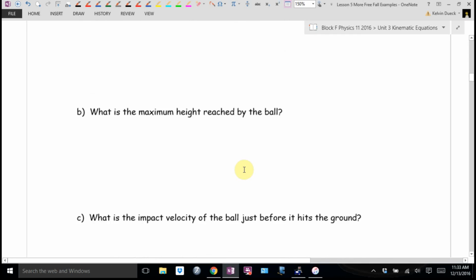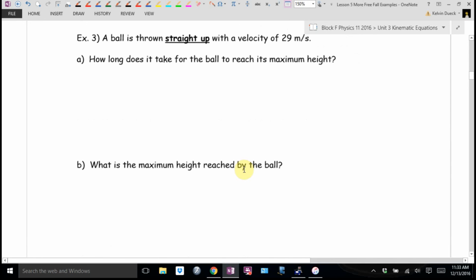Let's go a little bit more. We'll see if we can finish this question. I think we can. What's VI this time in example 3? What's the initial velocity? 29. Up or down? Up, so positive. What if I threw it down? I would make the velocity negative. So if you stood on the cliff and threw it downwards, you could do that. Anyways, we're starting on the ground here.